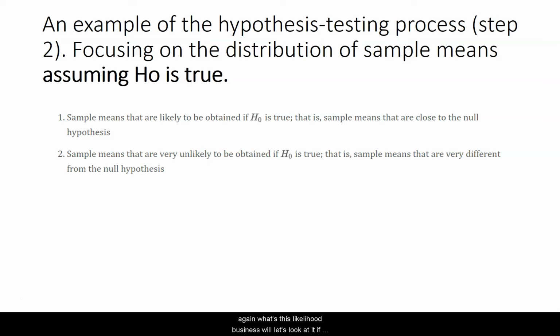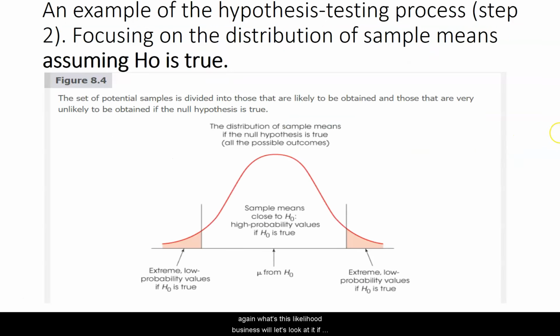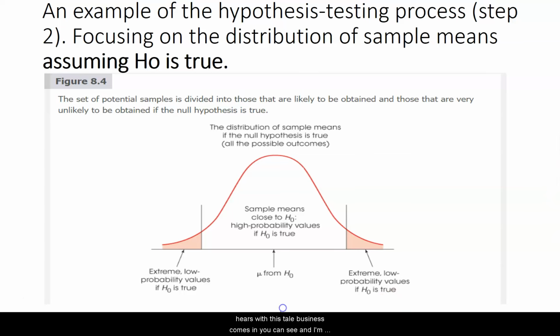Now, and again, what's this likelihood business? Well, let's look at it. If we say that alpha is 0.05, that's going to weigh into this, or alpha of 0.01, etc. But let's focus on this graph. Here's the set of potential samples divided into those that are likely to be obtained and those that are very unlikely to be obtained if the null hypothesis is true. And here's where this tail business comes in.